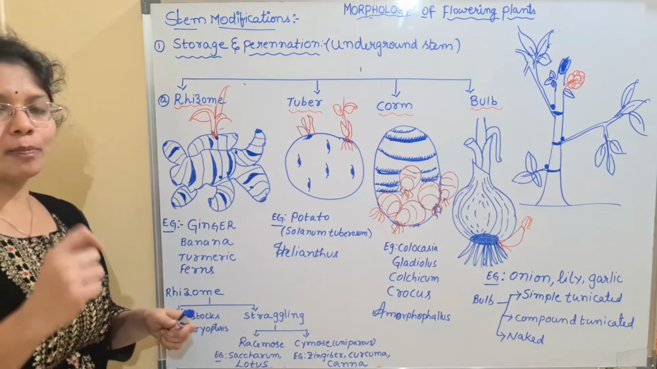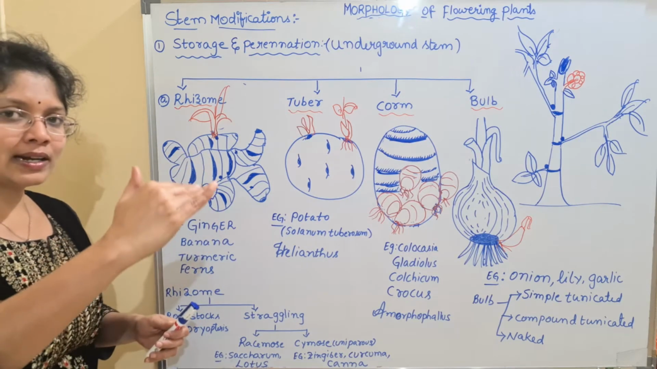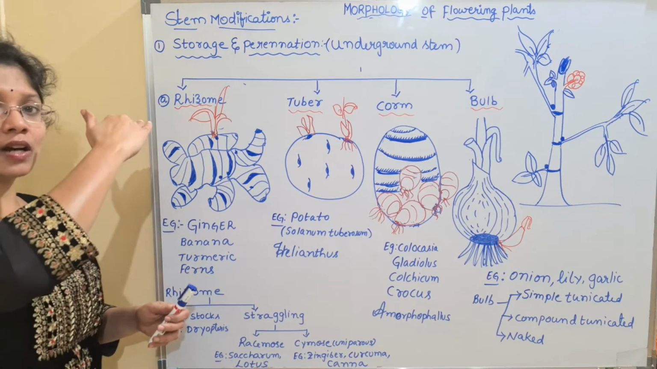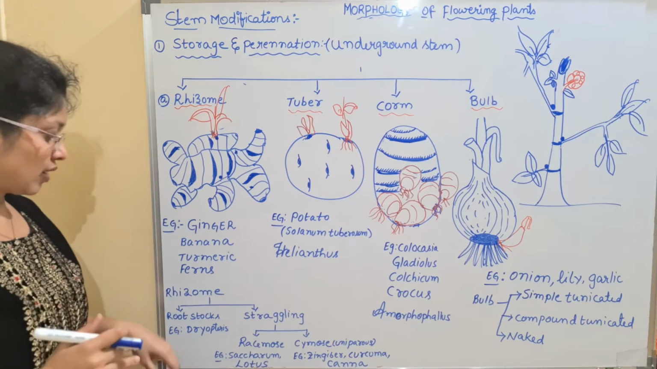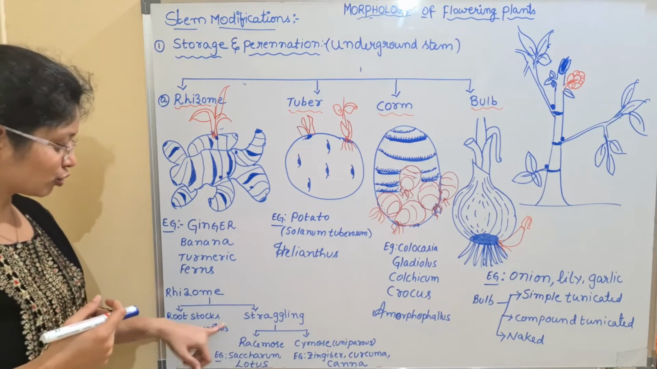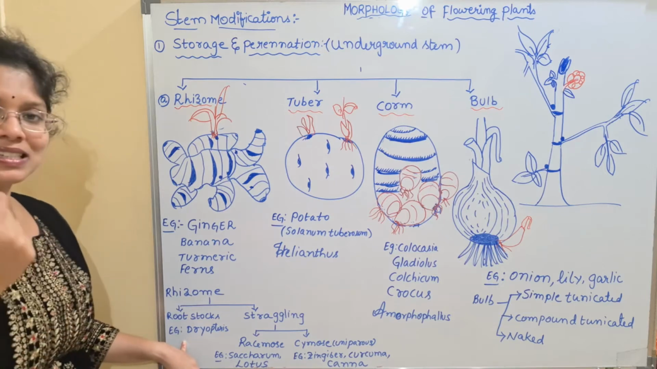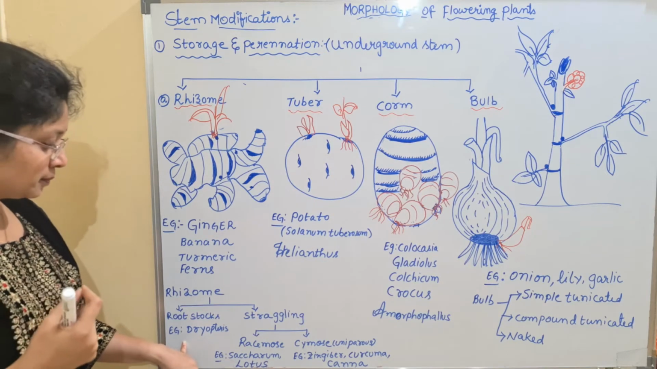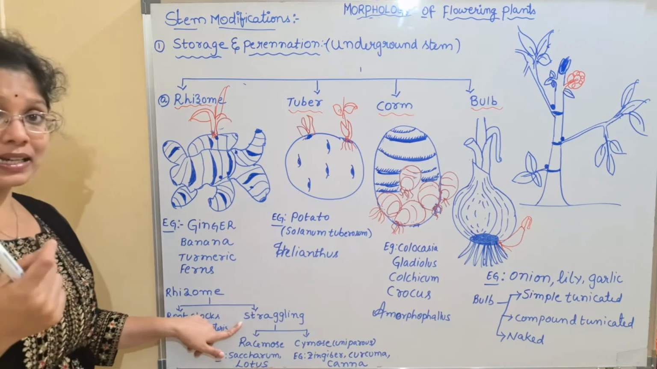Rootstocks are generally obliquely growing structures, and they will be produced inside the soil, and slowly they will be reaching the upper surface of the soil, growing in an oblique fashion. Such types of rhizomes are said to be the rootstocks. An example we have is Dryopteris. You can see these rootstocks. This is a fern plant.